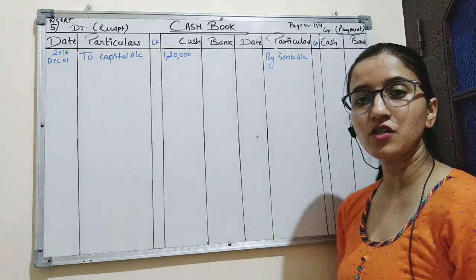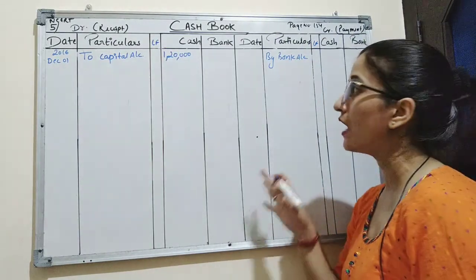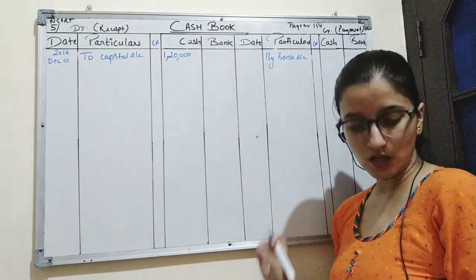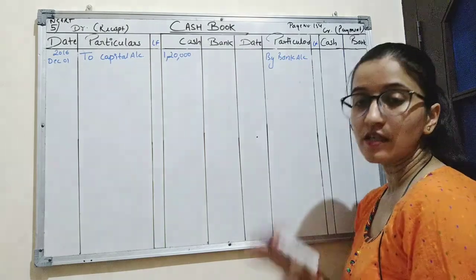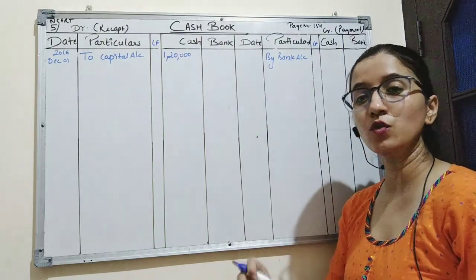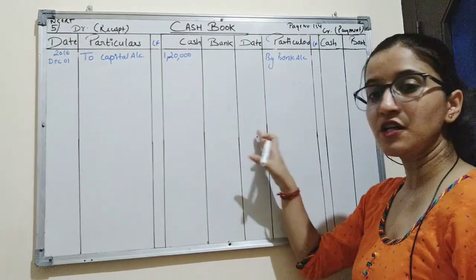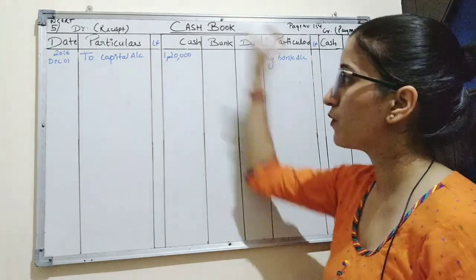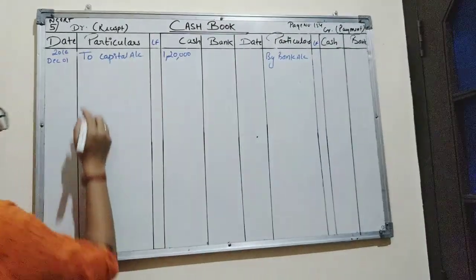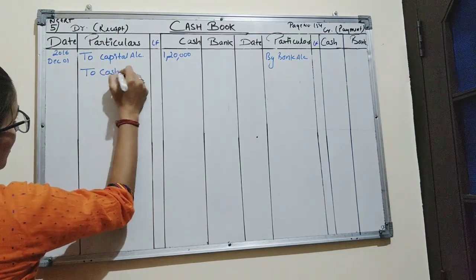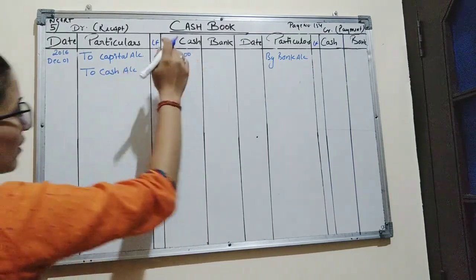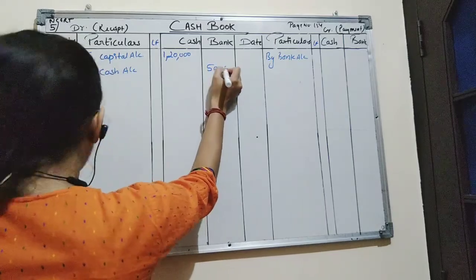Now this transaction is affecting cash as well as bank account. So this is a contra entry. So we will pass this entry as bank account debit to cash. Cash is on credit side, so we will record it on debit side by posting it into the cash book. So to cash account, and we will record this amount in bank column 50,000.